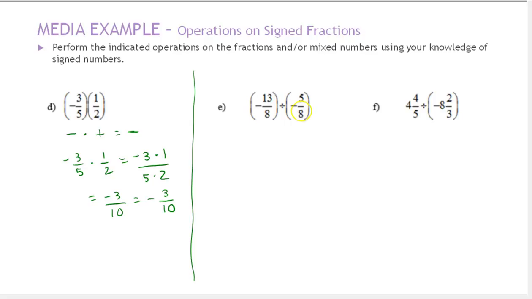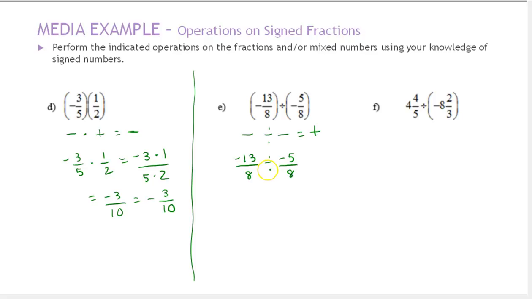Now we have a negative divided by a negative, and we learned that a negative divided by a negative is a positive. So you could think this is asking how many negative 5/8 are in negative 13/8, and there's going to be a positive number of them. Okay, so we can just, if you want, put these in the numerator. So we know it's going to be positive, but I want to show you how it works regardless if you forget this rule.